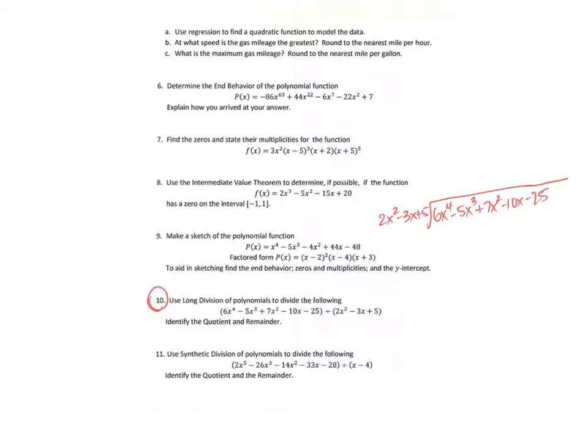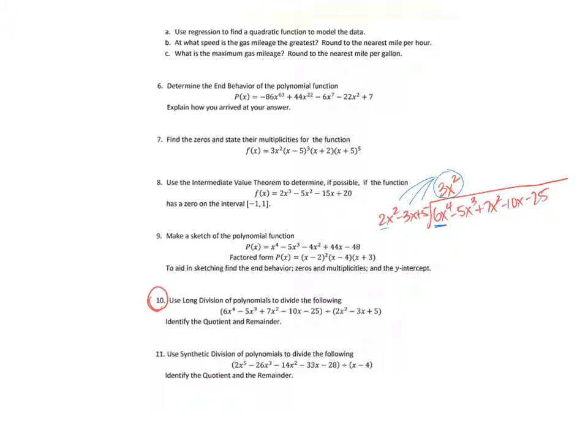Okay, and so the first thing I want to do is I want to look here at this term, and I want to say, what do I need to multiply 2x squared by to get 6x to the fourth? And I can see that if I multiply that by 3x squared, so then I'm going to do 3x squared, and I'm going to multiply it by each of these things, and that's going to go below here.